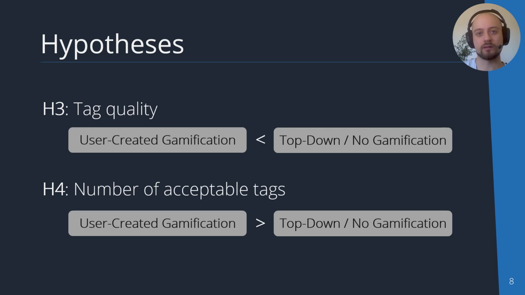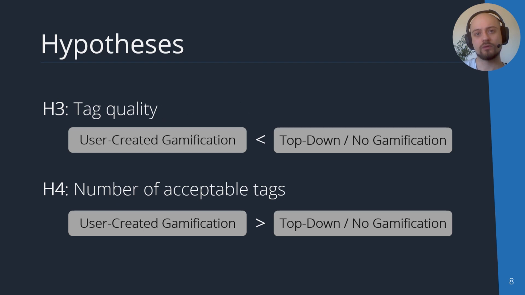H3 on the other side is about tag quality, and other work has found a negative correlation between tag quantity and tag quality, which means the more tags users provide, the lower their quality becomes. Now, as we expect user-created gamification to have the significantly highest amount of tags compared to top-down gamification and to no gamification, we consequently also expect it to have the lowest tag quality scores.